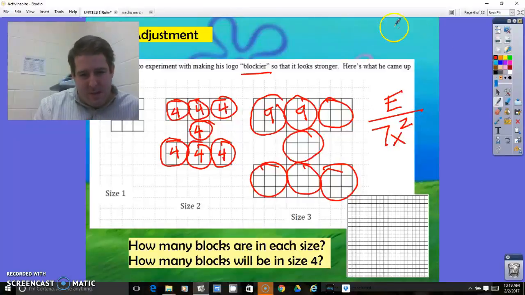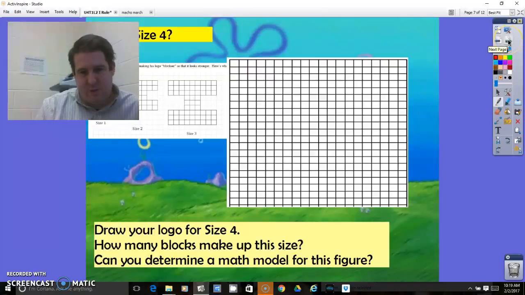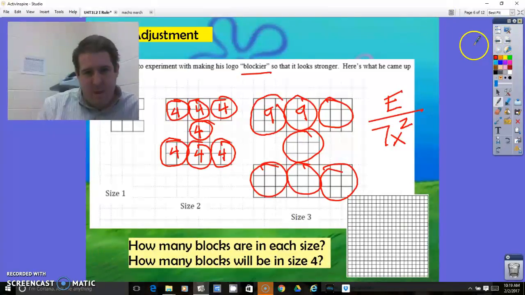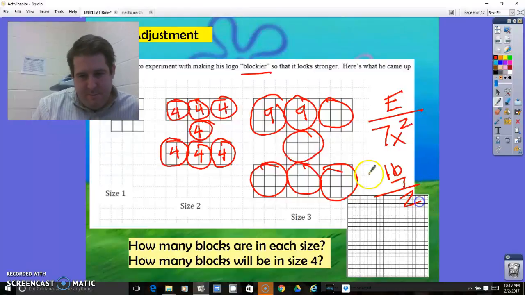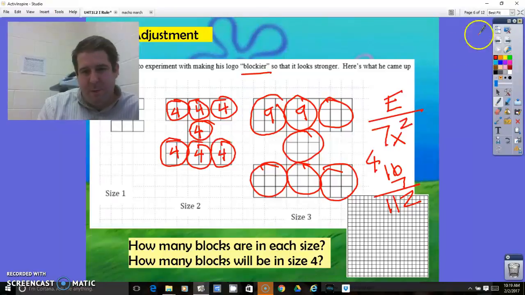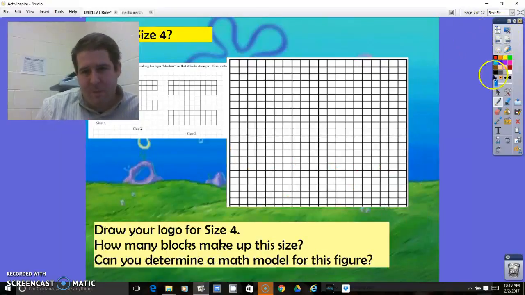So I could use that explicit formula to now solve any question. So when I ask you for the next one, draw size 4, I could simply draw it by making blocks of 16 in each of the 7 blocks, and then that'll be your logo. So it'll be whatever 16 times 7 is. 16 times 7, 42, 7. Looks like it's going to be 112 blocks total.